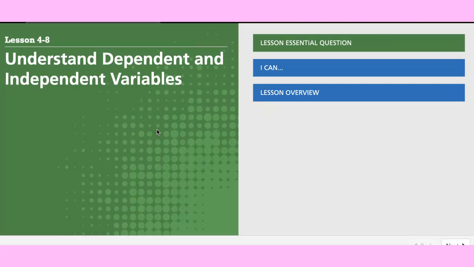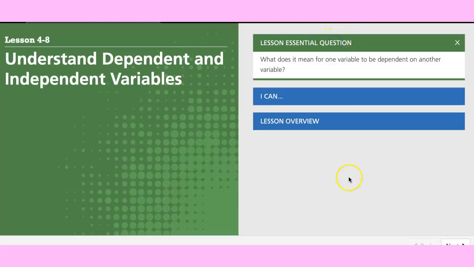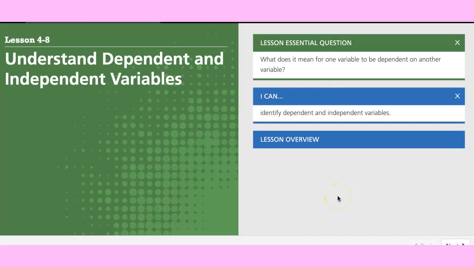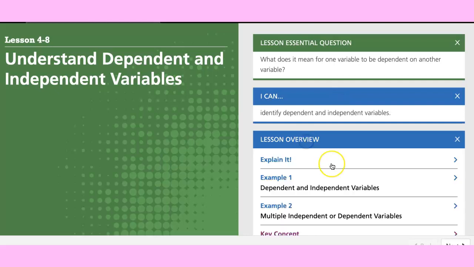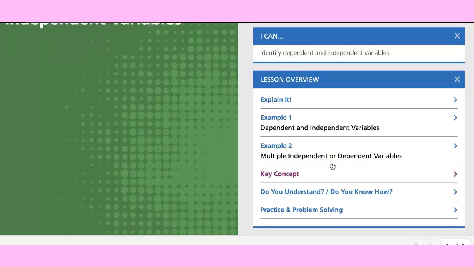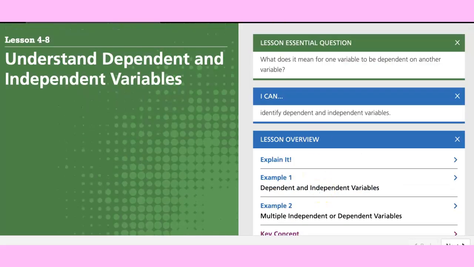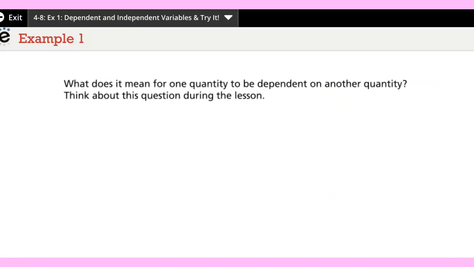Understand the dependent and independent variable. All right. So our lesson essential question: what does it mean for one variable to be dependent on another variable? So we can identify the dependent and independent variables. On our lesson overview, we will work on example one and example two, and then we could have more examples if possible. Okay, so here we go. What does it mean for one quantity to be dependent on another quantity? Think about this question during the lesson.